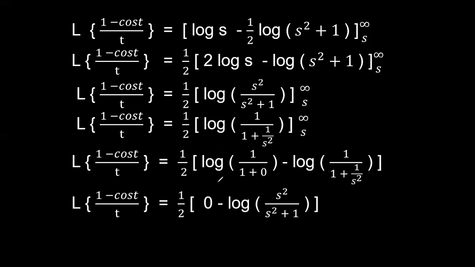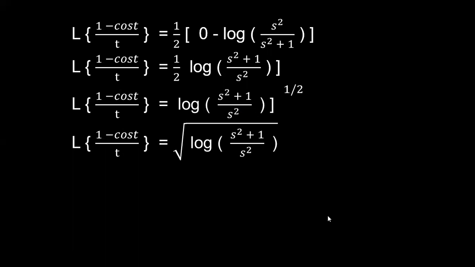So for the first term, when you apply the upper limit, this whole log function can be represented as 0 minus, for the lower limit you have to represent the same function whatever it is represented here, in log a by b form. So now the Laplace transform of 1 minus cos t by t is equal to 1 by 2, 0 minus log of s square by s square plus 1.